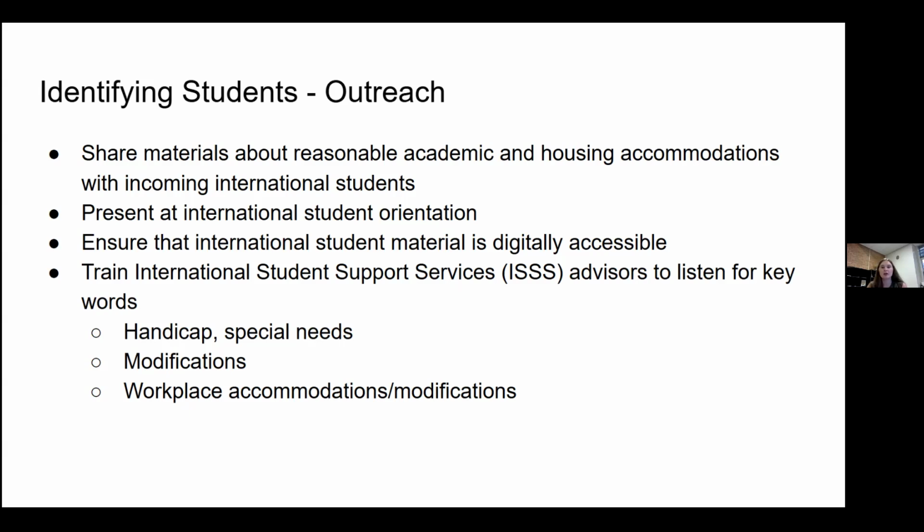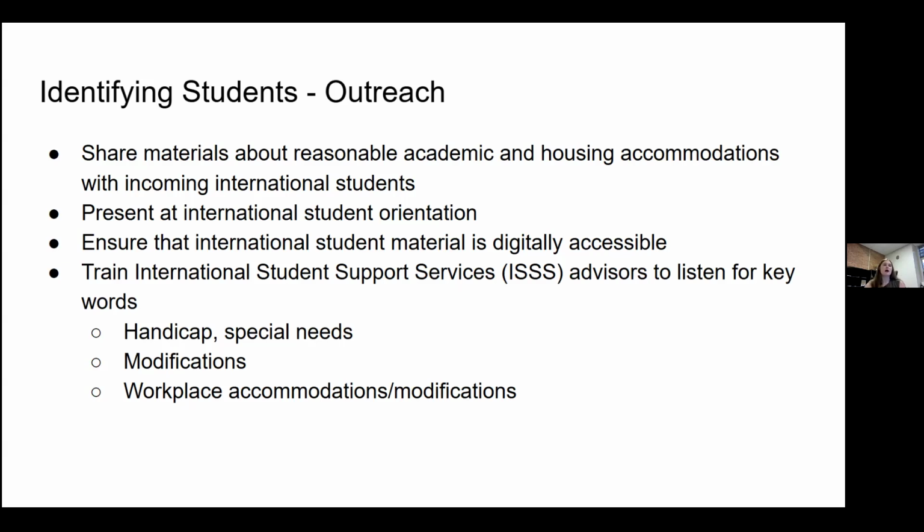I think a lot of us are working on digital accessibility as new laws come out, so this is a great way to continue that work. The final thing on this slide is training international student support services advisors to listen for keywords. We do this the same way we do it with our academic advisors through the different colleges. We are working with those advisors to listen for keywords to make sure students are getting the resources they need when they come here.